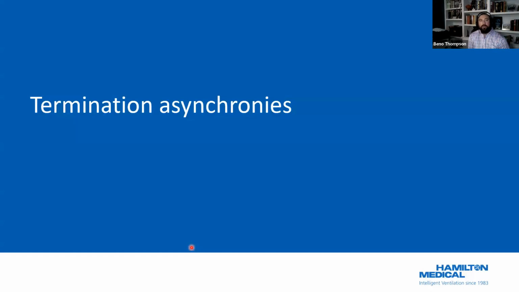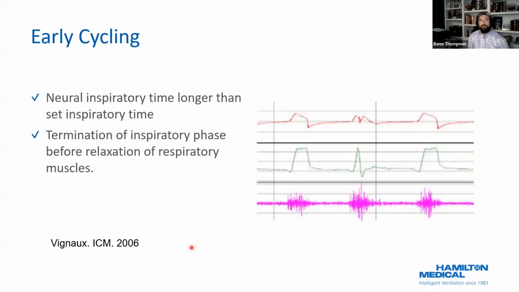All right. Termination asynchronies. Early cycling. So this is what happens when the ventilator cycles into exhalation, but the patient's still making their effort. Now, I call this a gateway waveform because it can lead to our good friend, the double trigger. But usually you get this because the patient's kind of at the tail end of their effort, so they don't actually trigger a whole other breath. But it's still important to be able to recognize because eventually the patient will try harder and harder to get the breath they want, and it will lead to a double trigger.